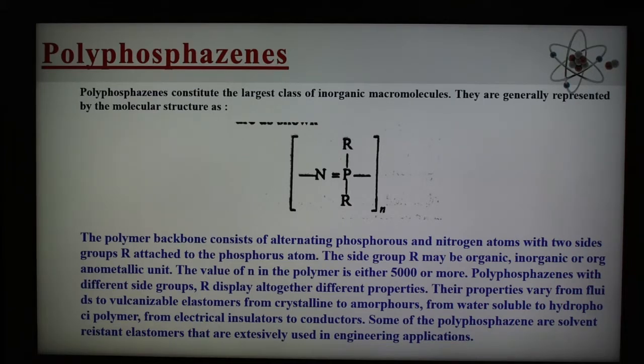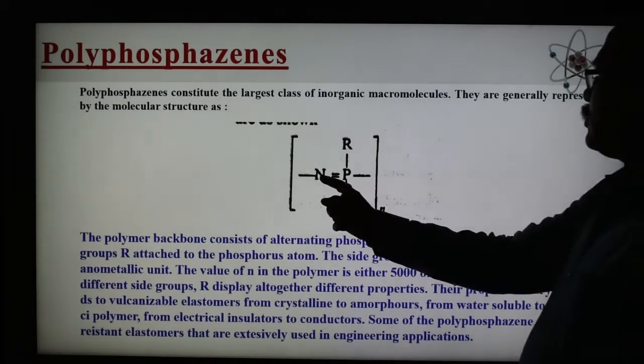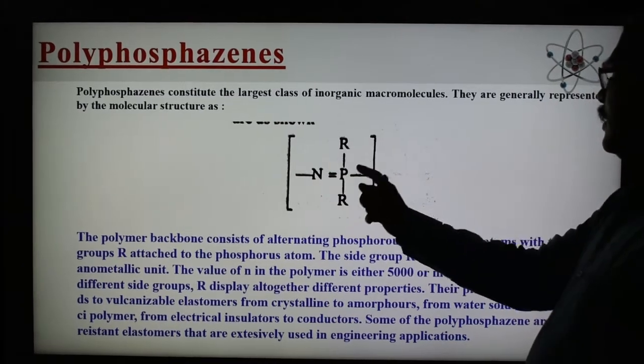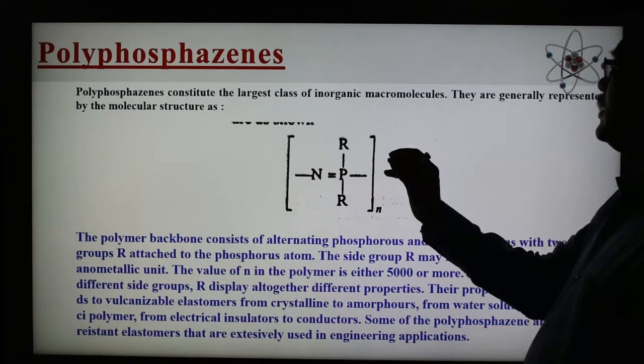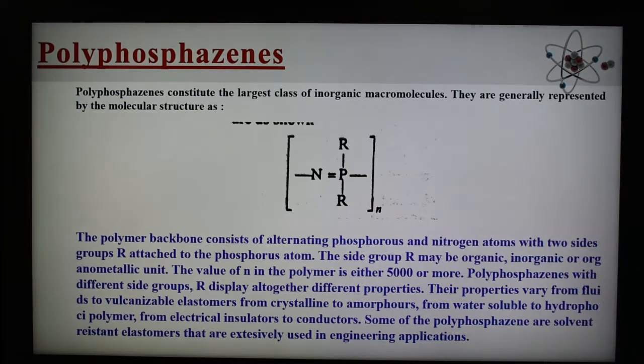We can say that polyphosphazenes constitute the largest class of inorganic macromolecules, and they are represented by the molecular structure shown here. Nitrogen and phosphorus are present alternately, and this is the repeat unit, with two alkyl groups. This is the general molecular structure of polyphosphazene. It is repeated n times in a long chain, forming this type of inorganic polymer which contains alternately nitrogen and phosphorus. The polymer backbone consists of alternating phosphorus and nitrogen atoms with two side groups. R is the side group attached to the phosphorus atom.